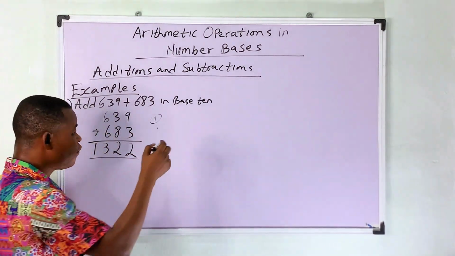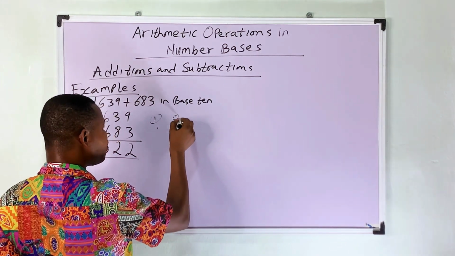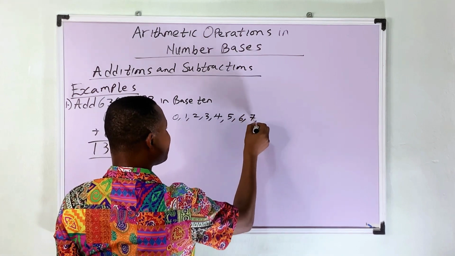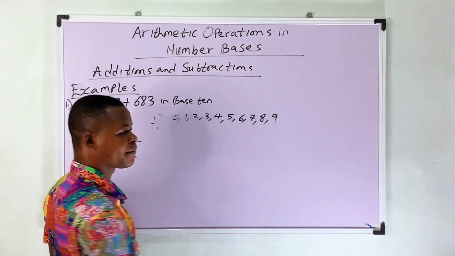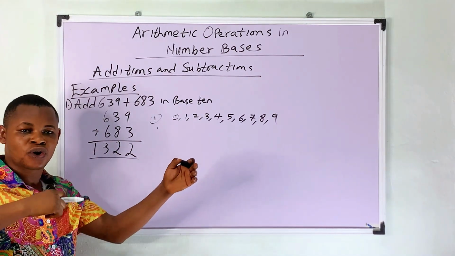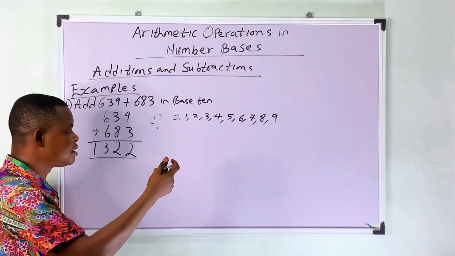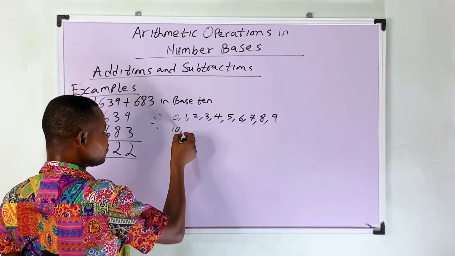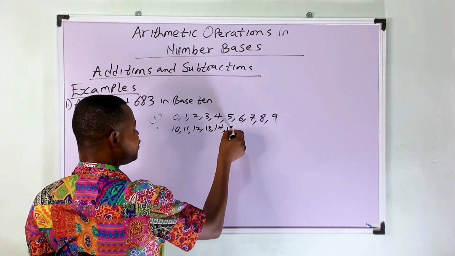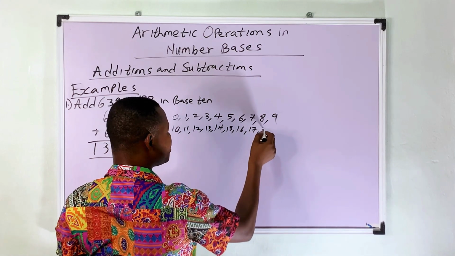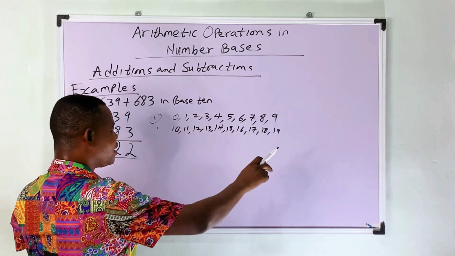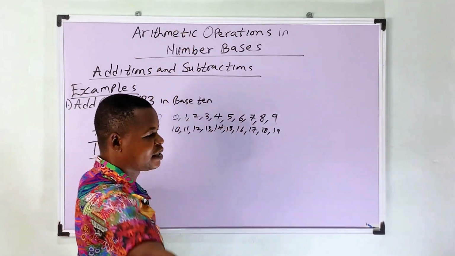Now look at this. In base 10, don't forget we have 0, 1, 2, 3, 4, 5, 6, 7, 8, and 9. Now, if we want to continue with the numbering system in base 10, we say we have 10, 11, 12, 13, 14, 15, 16, 17, 18, and 19. When we get to 20, we continue like that.